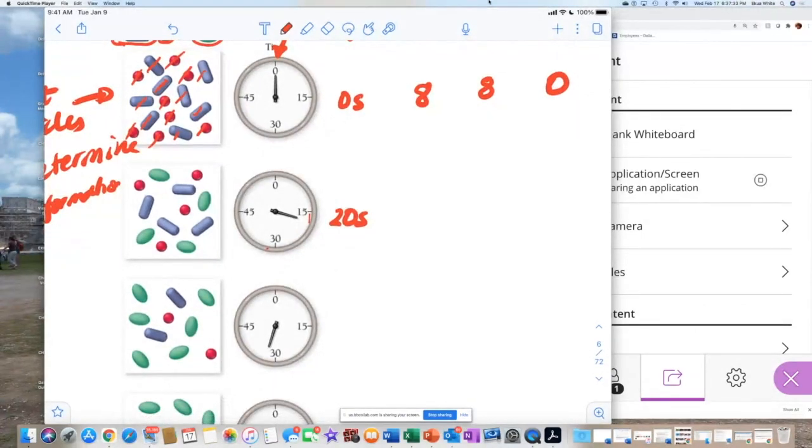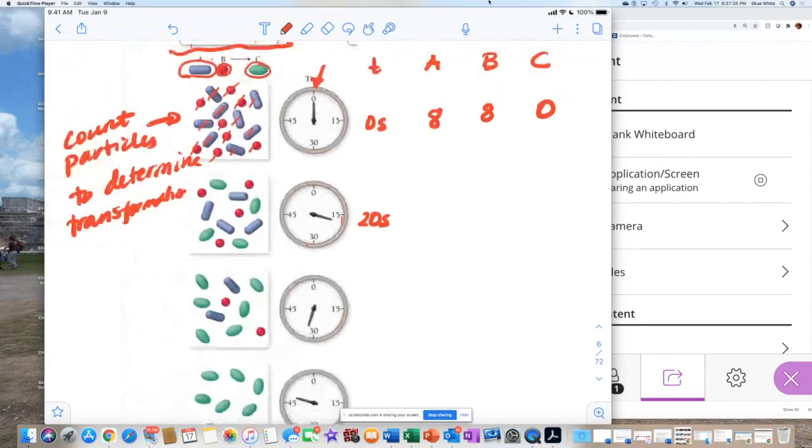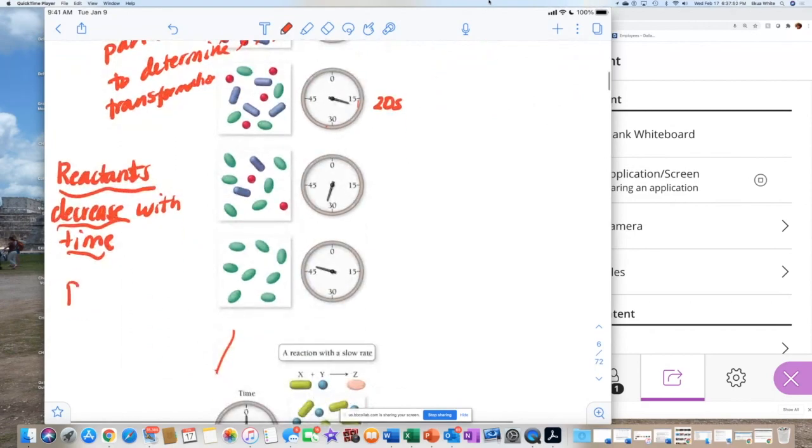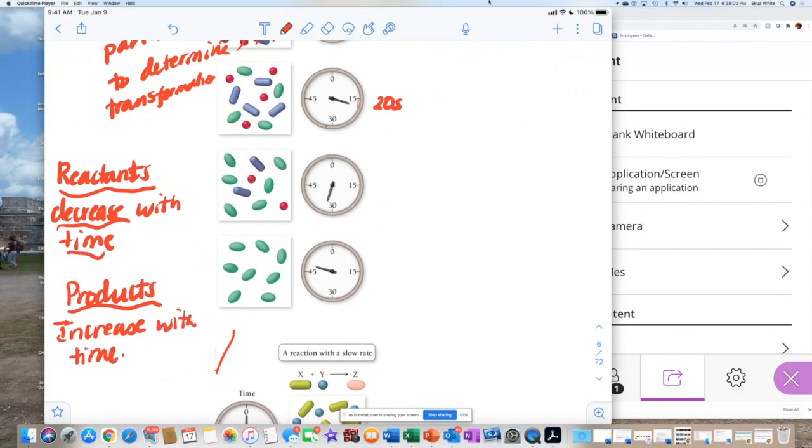At 20 seconds, 20 seconds have passed. I'll be looking at this down here. Remember, I'm gonna write on the side here. Reactants decrease with time because they're being consumed, right? And then what happened to products? The opposite. They're being made. Products increase with time. Okay.